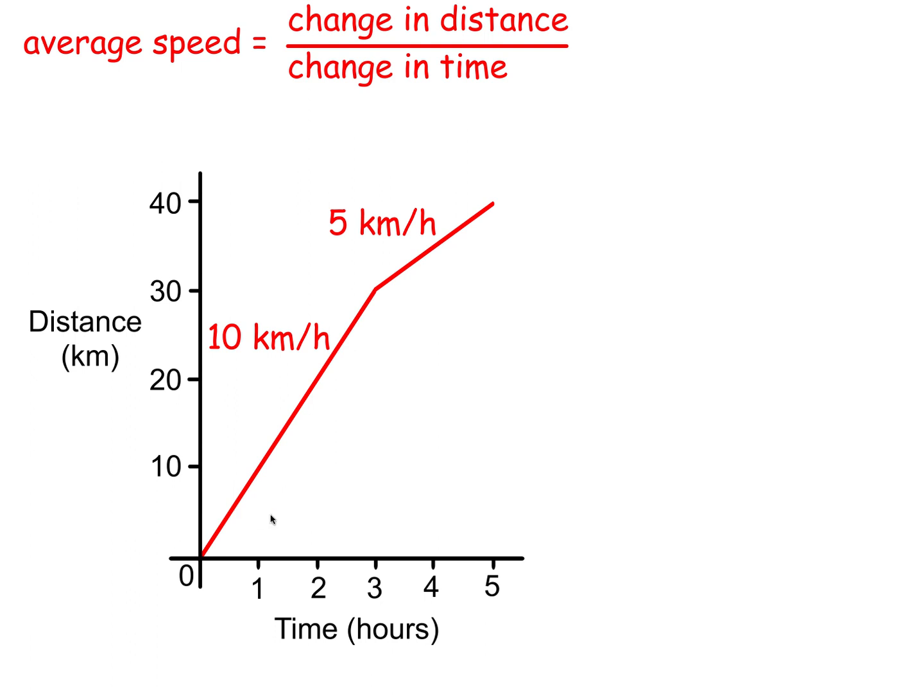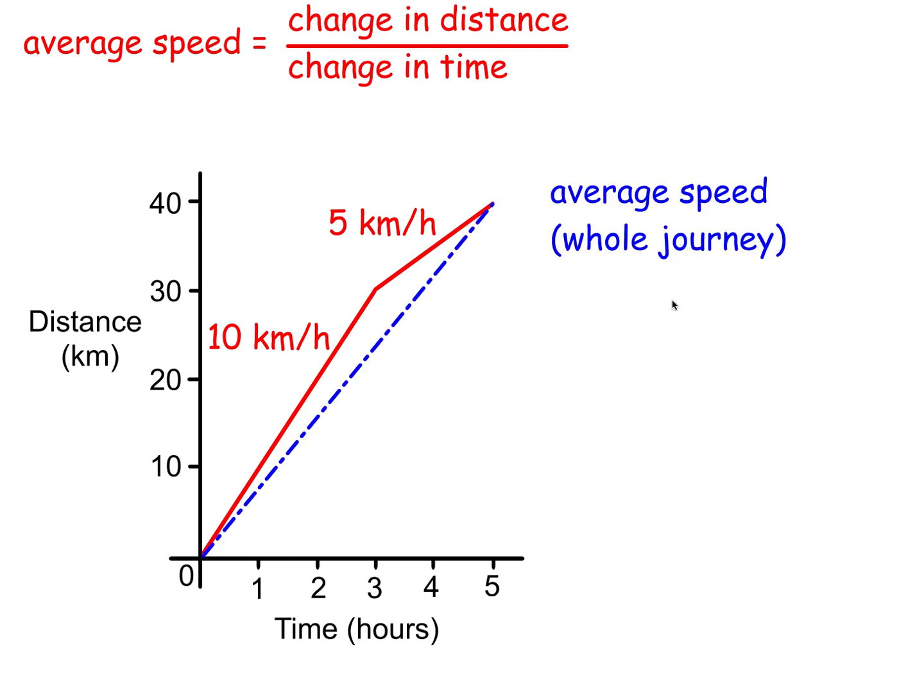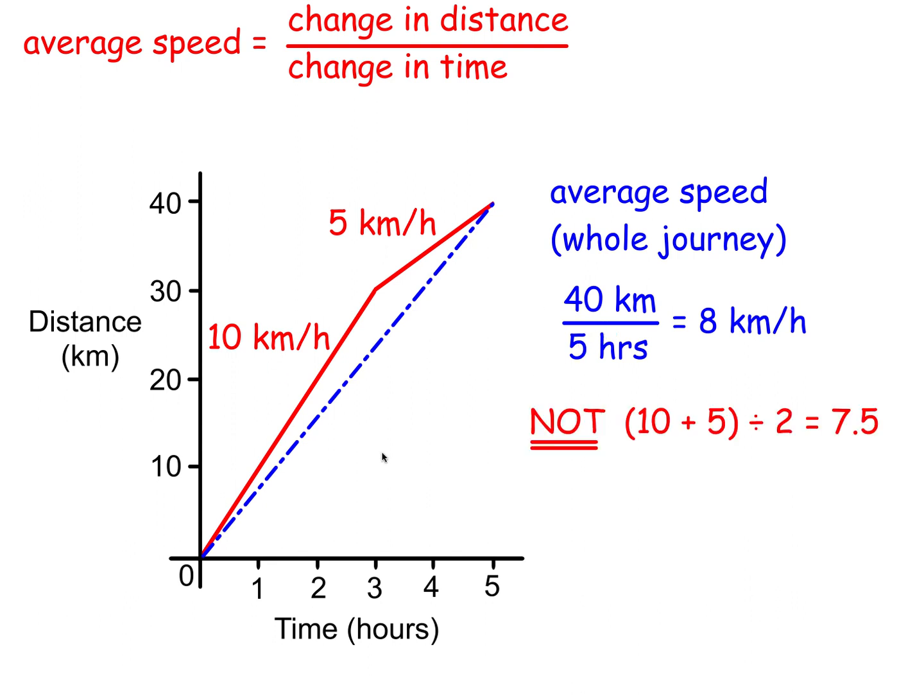But the average speed for the whole journey is 40 kilometers in 5 hours, which means an average speed for the whole journey of 8 kilometers an hour. So that blue dotted line is 8 kilometers per hour. It's a theoretical speed. They're actually doing 10 and then 5. But the 10 and the 5 were not involved in working out the average speed. They were irrelevant for the average speed. Average speed just takes into account total distance 40, total time 5 hours, and that works out the average speed.